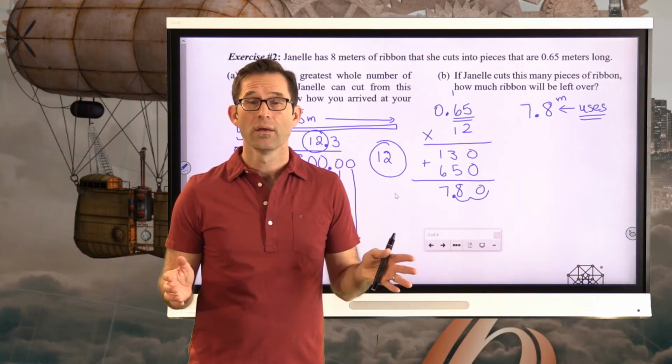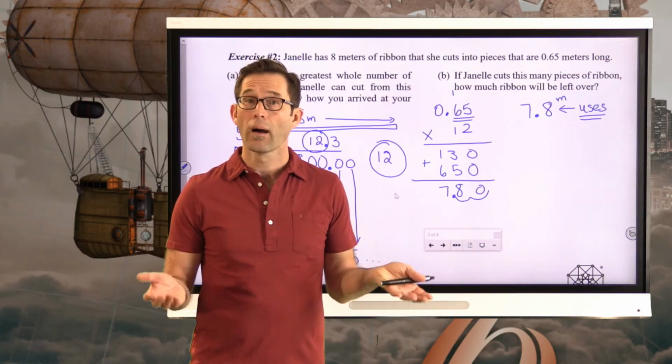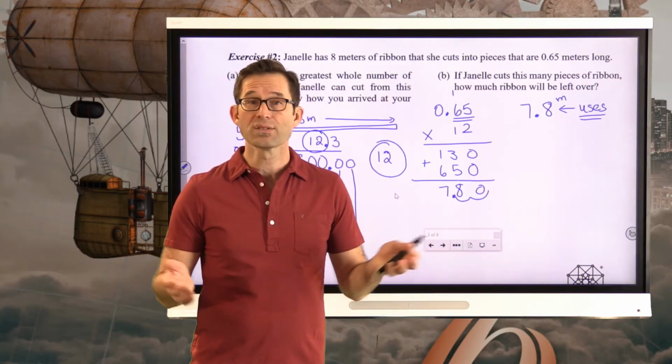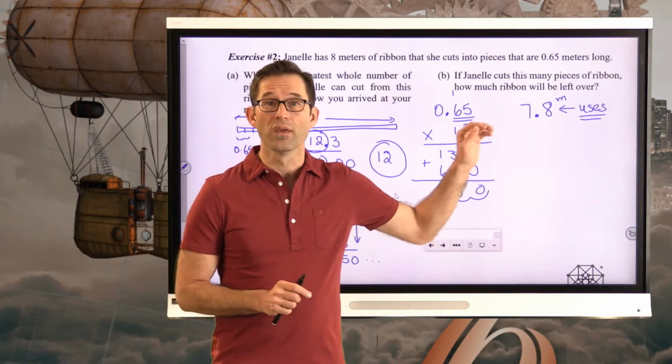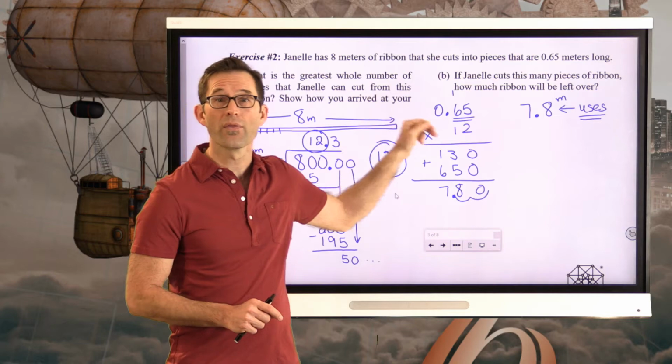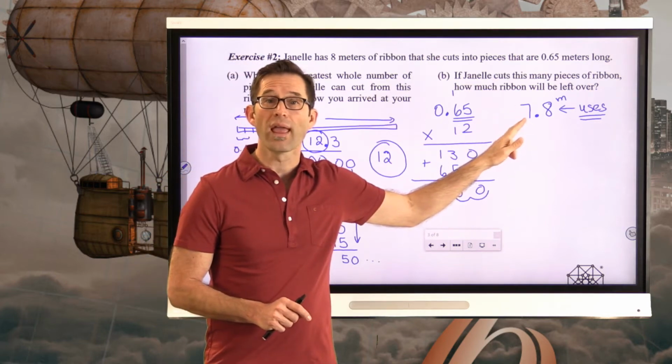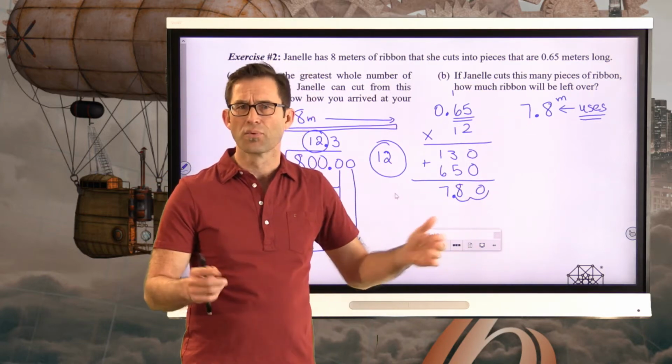Janelle had. Now the issue becomes how much was left over. Well, that's all about subtraction, right? Because now we can take the 8 meters that she started with and subtract off the 7.8 meters that she used. This is a pretty easy problem.